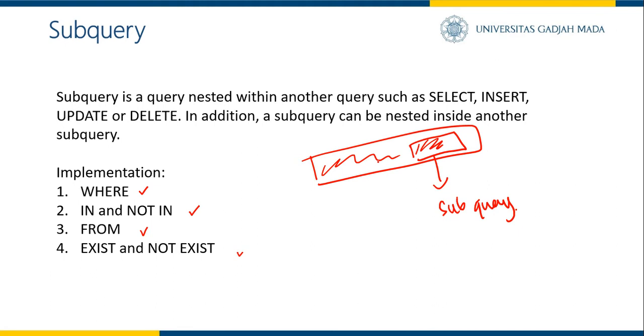This nested is just like in another programming language like C++, where we have looping and then we have looping inside the looping. So it's what we call nested looping. So in MySQL we have nested query, or we call it subquery.